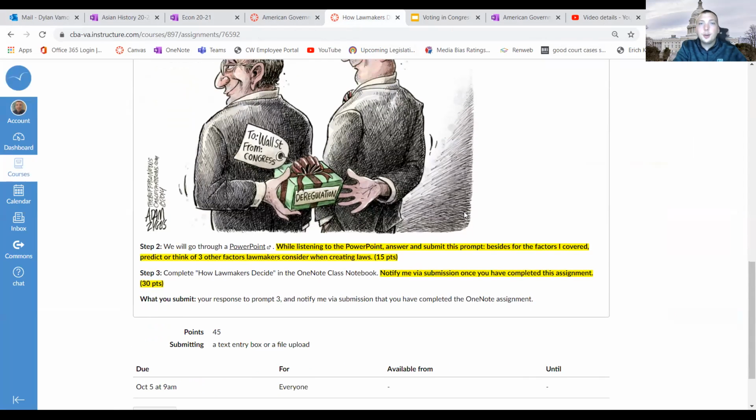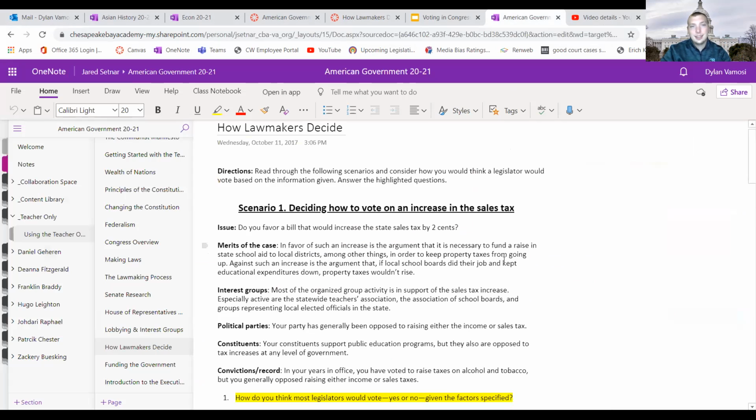And so the next thing you're going to do is find the assignment called How Lawmakers Decide in the OneNote class notebook, and notify me via submission once you've completed this assignment. This is looking at even more factors to consider about why lawmakers make the decisions that they do. I've mentioned 4 or 5 by now. I want you to think of a few as well, and this should hopefully really round out all the different types of ways that lawmakers can make their decisions. So make sure that you notify me via submission once you are done with this assignment.